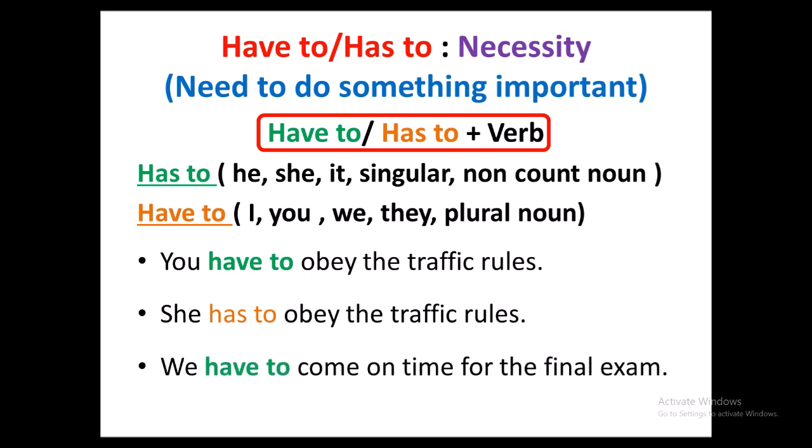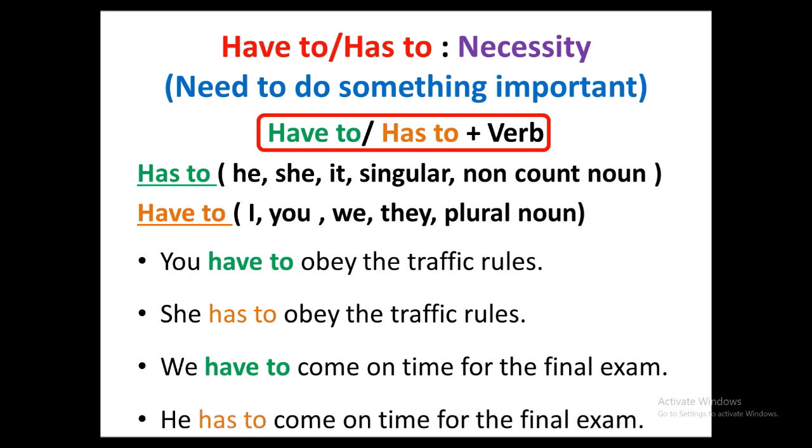Okay, we have to come on time for the final exam, which is very important. If you do not come on time, maybe you are not allowed to sit for the exam, or maybe you can be late for your exam and you cannot do it well, so you can fail. And he here, we have to use with the has to, okay? He has to come on time for the exam, okay?